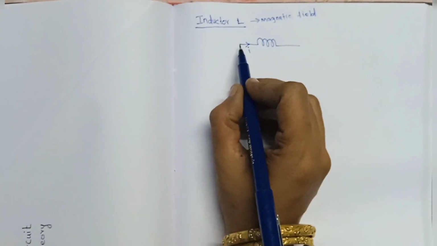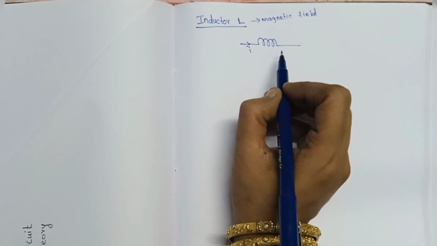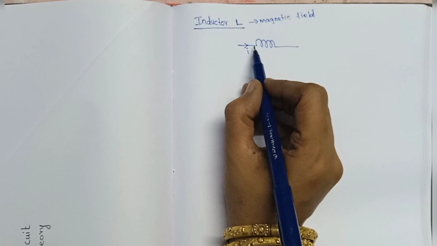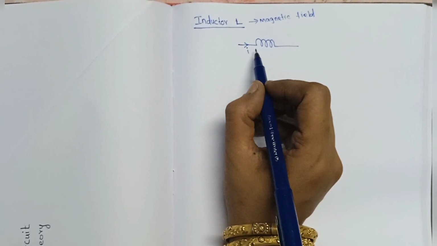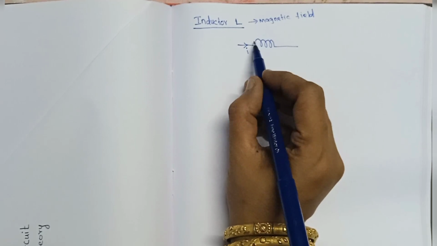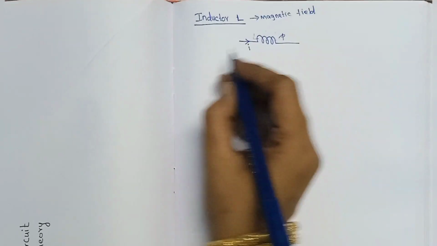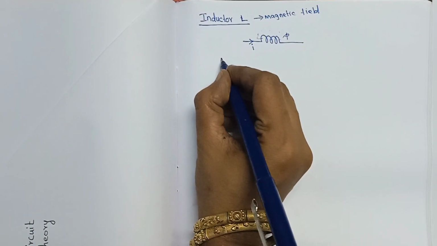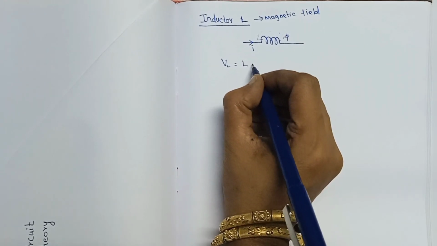Okay, so see, consider here. Now I'm going to consider an inductor. An inductor is nothing but a coil. I'm going to pass some current through the inductor. What will happen over there? The inductor generates some flux around it and stores the energy.